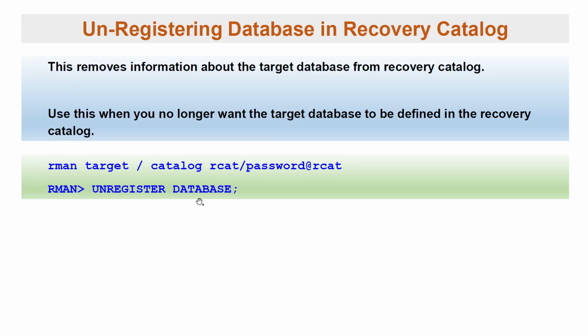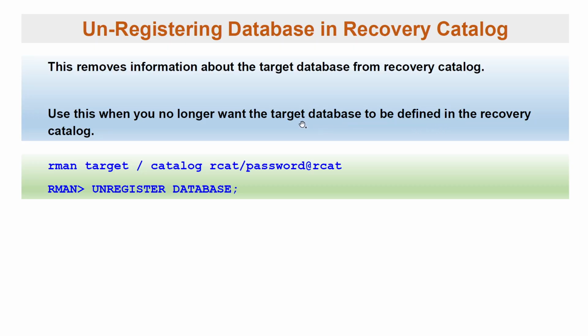If you want to unregister the database, the syntax is exactly the same. However, instead of register database, you will say unregister database. So you will connect to the target database and the catalog database at the same time, and you will run unregister database. This removes information about the target database from the recovery catalog. Use this when you no longer want the target database to be defined in the recovery catalog.